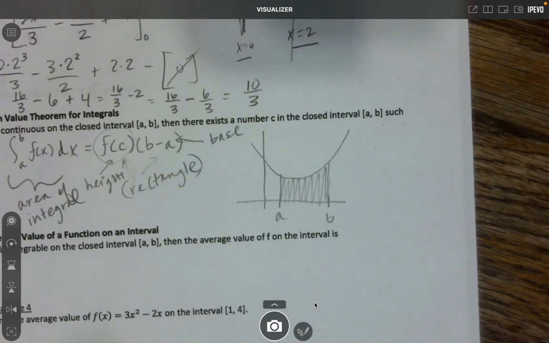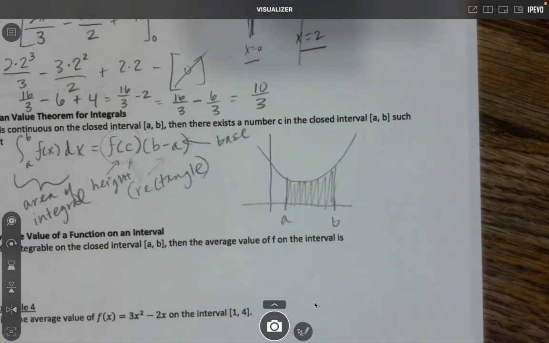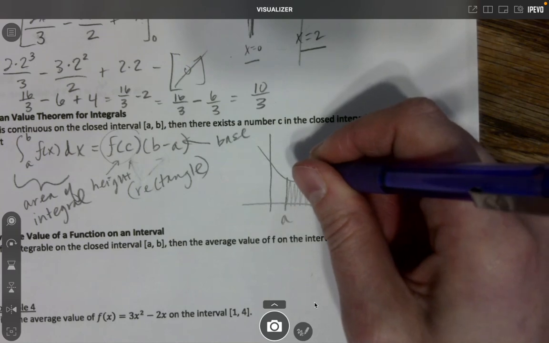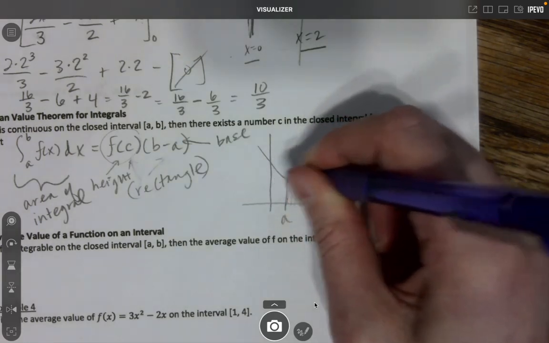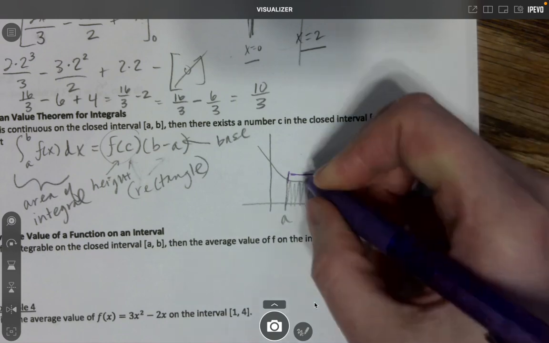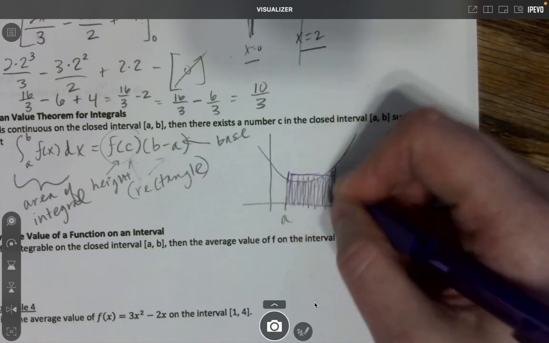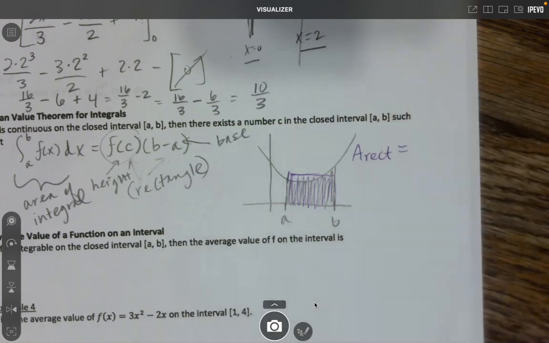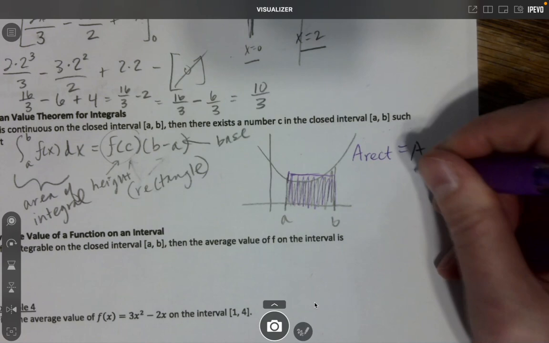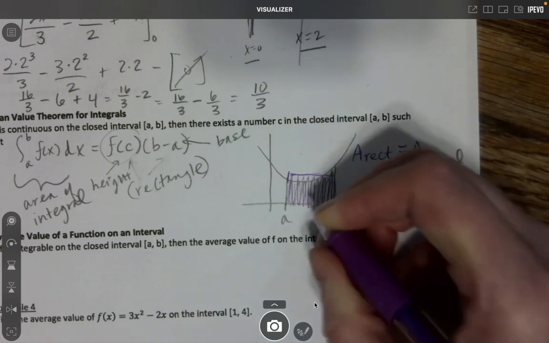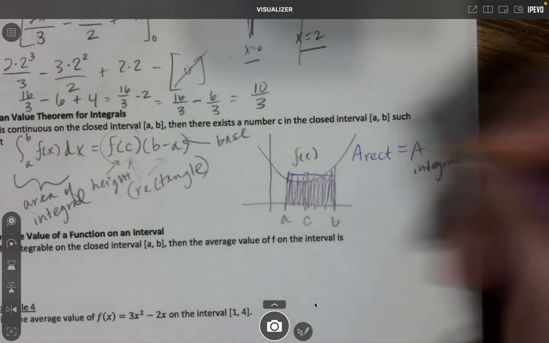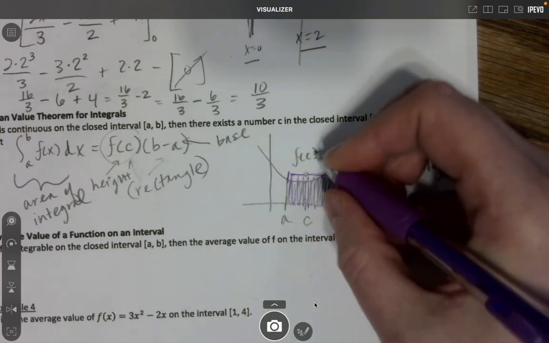So what they're saying is there's going to be a rectangle somewhere where I'm going to get the same area by choosing some magical height. And that height's going to be f of c. So let's say that this, and I don't think that looks quite right, but let's say that this would be that same area. So I'd have an area of the rectangle is going to be area of the integral. And there's some value c where this height is f of c. So that's what's going on.